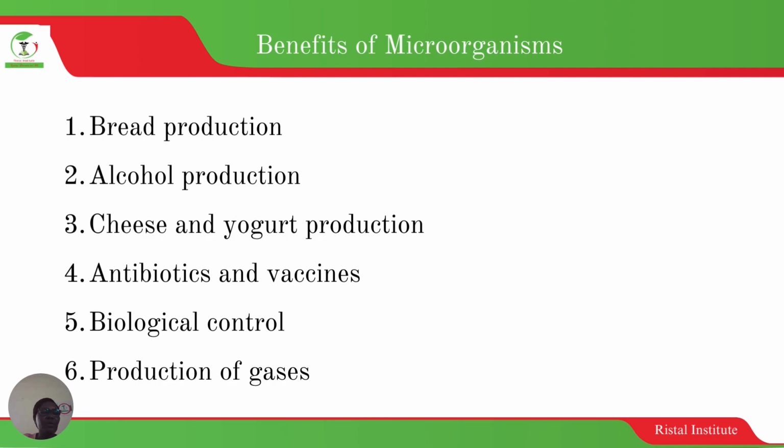When they are brewing alcohol, when they are producing the beers, they also use the yeast. When they are preparing cheese and yogurt, they also use some of the microorganisms. Preparation of antibiotics and vaccines, some of the microorganisms are being used. Then biological control, we use some microorganisms. Then production of gases, we find that some of the microorganisms are used for producing what? Gases.